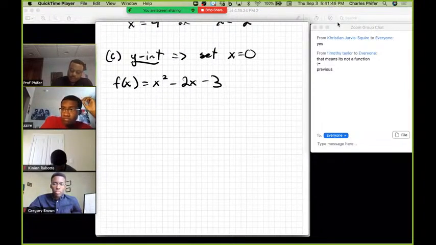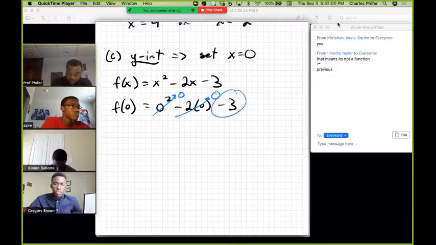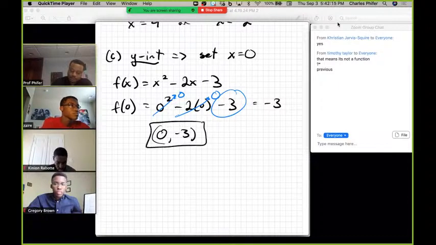So then if we do f of 0, we're going to have 0 squared minus 2 times 0 minus 3. And you should see, it should be quick that this goes to 0, this goes to 0, and this is our answer. So the y-intercept, we can say 0, -3, or just -3. That works too for this context.